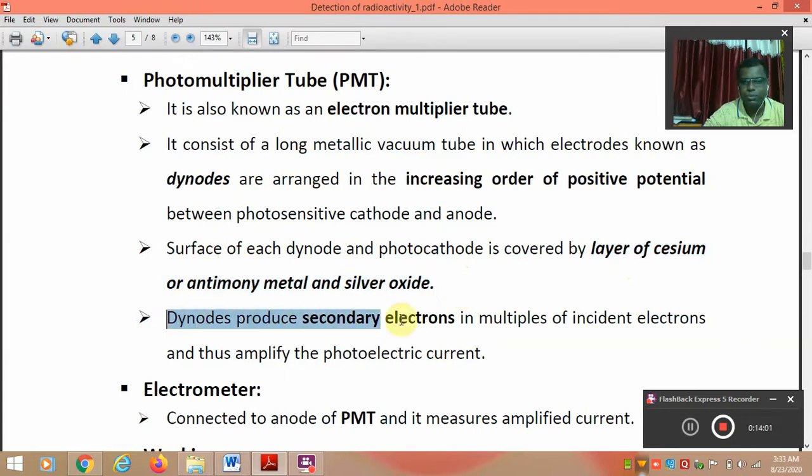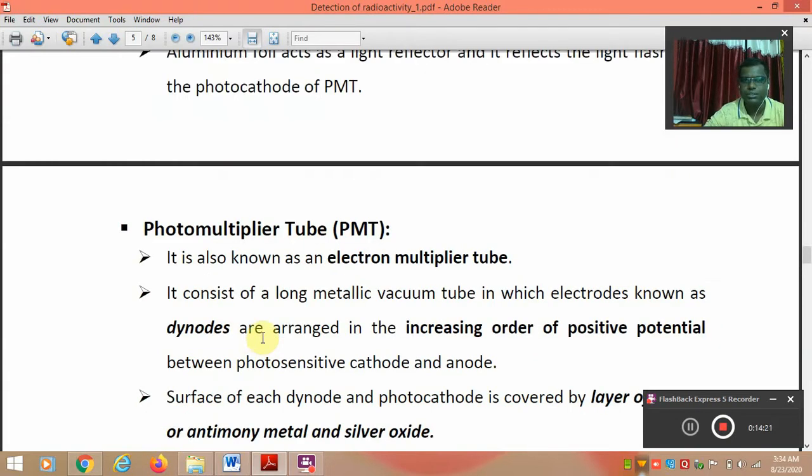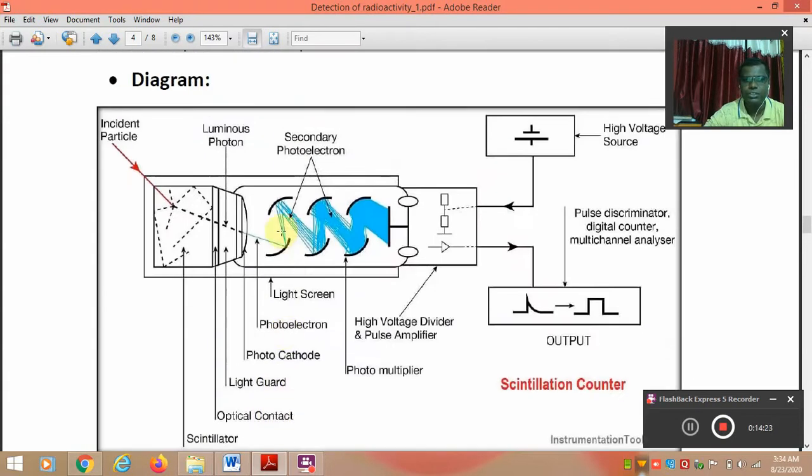These diodes produce secondary electrons. So definitely whenever one electron falls on the surface of another diode, there is an ejection of secondary electrons, so we can say that there is a multiplication of electrons. So diodes produce secondary electrons in multiples of the incident electron, and hence there is amplification of photoelectric current. So this is the simple case. Each diode is responsible for the ejection of secondary electrons.